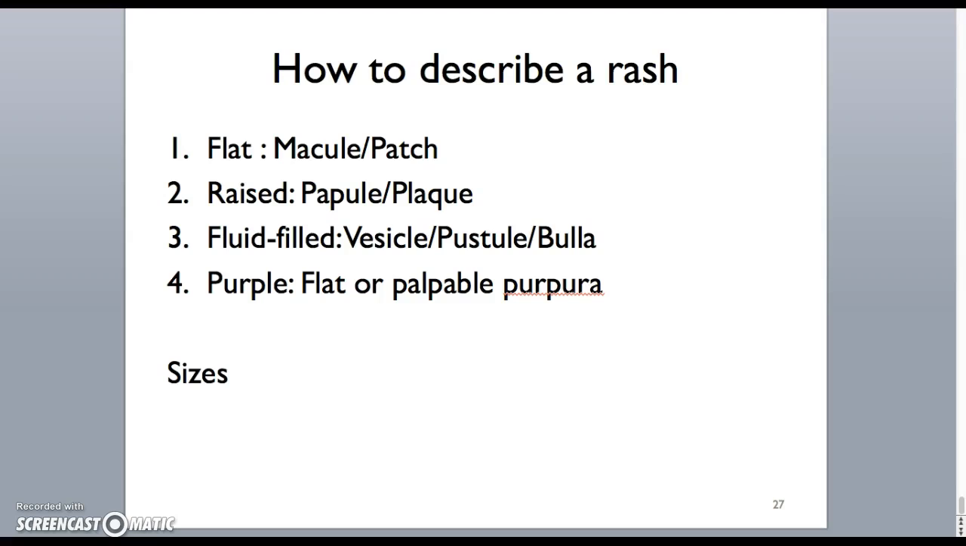We talked about how the flat lesions are called macule or patch, raised lesions are called papule or plaque, fluid-filled lesions are either vesicles, pustules, or bullae, and the purple ones are either flat or palpable purpura.